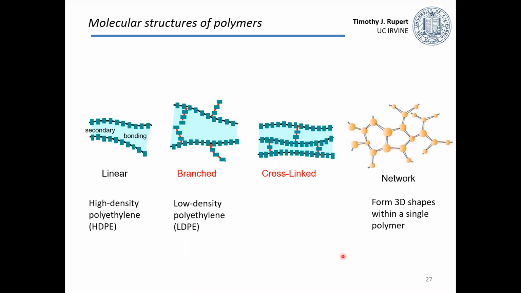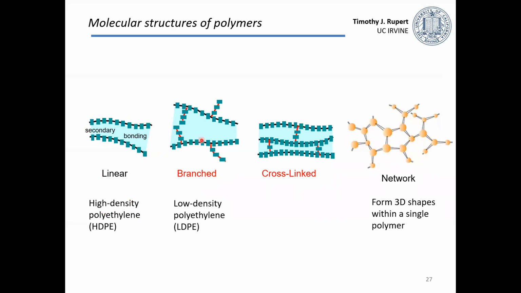So I'm showing here 4 different ways we can do that. On the left is what would be a linear polymer. This is where you have these long chains. They can have secondary bonding, but those MERs are put together in these relatively straight lines. A good example of this is what's called high density polyethylene.